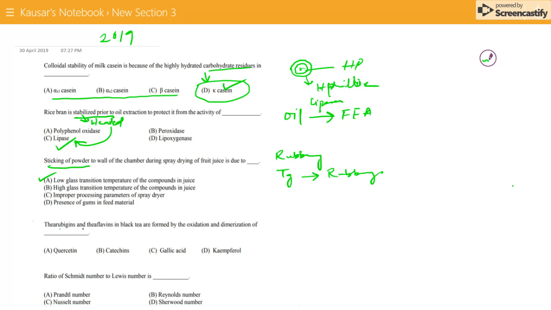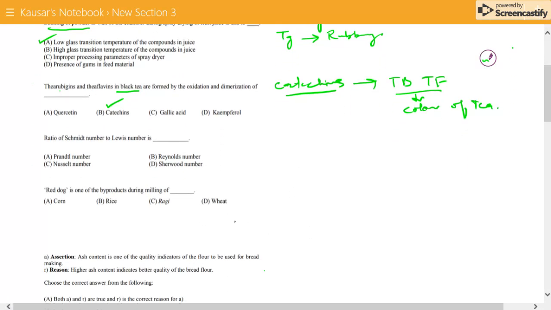Next question is: theaflavin and thearubigin in black tea are formed by the oxidation and dimerization of. Tea contains a polyphenol known as catechin, and these catechins, during fermentation of tea, get converted into thearubigin and theaflavin, which are responsible for the color of tea. So the correct answer is catechin.